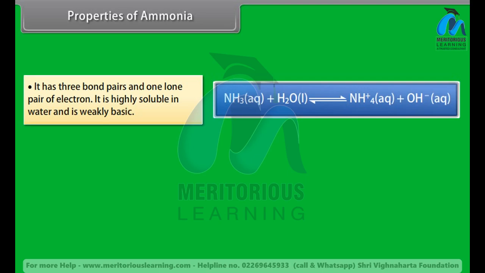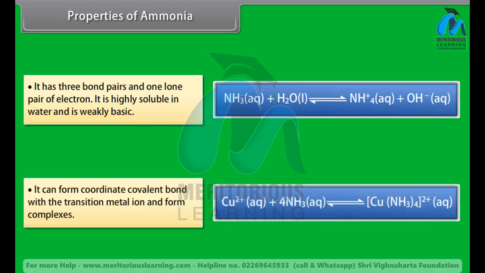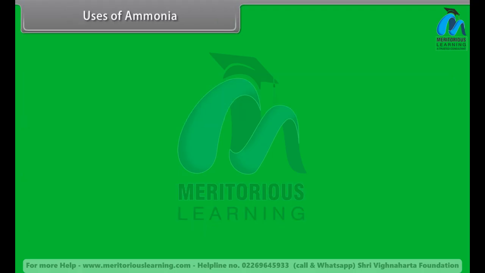It is highly soluble in water and is weakly basic. It can form coordinate covalent bonds with a transition metal ion and form complexes. Uses of ammonia. The important uses of ammonia are the following.